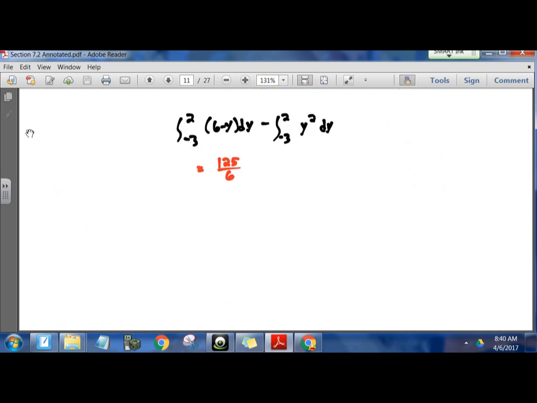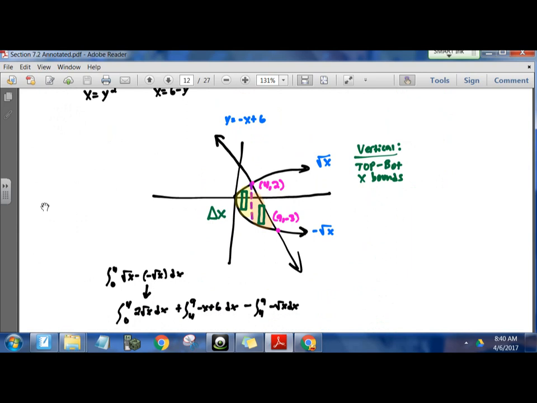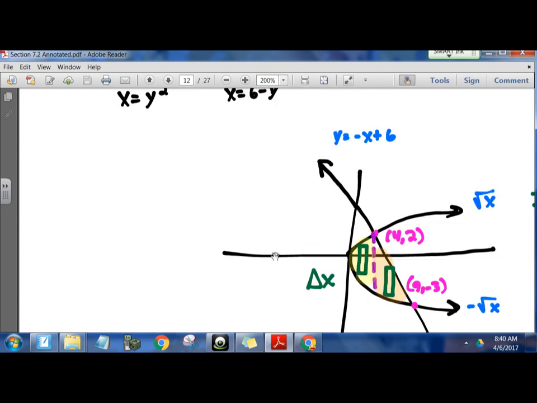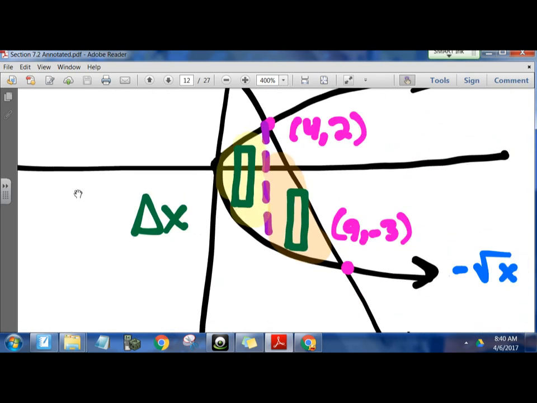Let's check it from a vertical point of view. So to do the same problem from a vertical point of view, I'm going to zoom in the photo picture for just a second, and I'm going to show you that the process becomes more complicated. The reason why the process becomes more complicated is because when you draw your rectangles in the region, depending on where your rectangle is, there's a different top and bottom. You need to split this region into two separate regions.